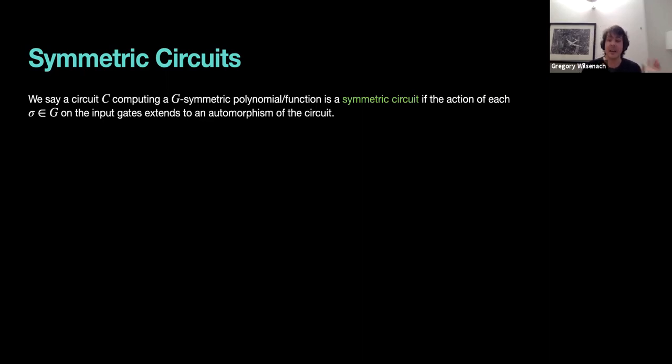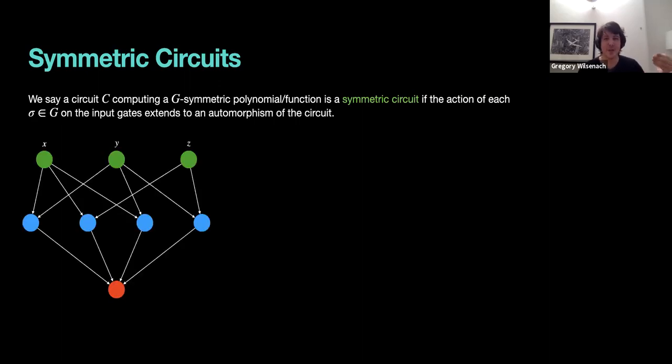Let me be clear about that. The input gates in an arithmetic circuit are labeled by either variables or field elements. The natural action for each permutation in G on those input gates just fixes the field elements and permutes the variables according to the group action. Then we're interested in exactly those circuits where each one of those extends to an automorphism of the circuit. And an automorphism is exactly what you expect: an automorphism of the DAG structure that preserves labeling. So let me give you something of a toy example.